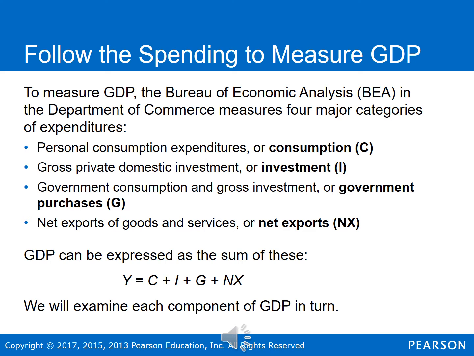So when we actually add up GDP and attempt to measure GDP, we can express it in the following equation. Y, which is our representation for GDP, equals C plus I plus G plus NX. Now we're going to look at all these different components of GDP and what goes into them.